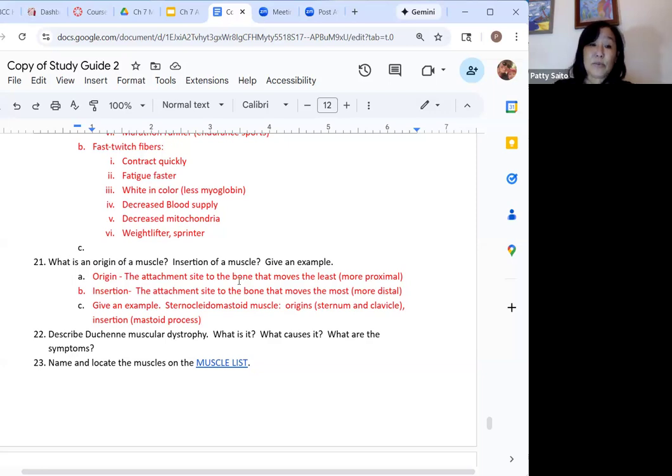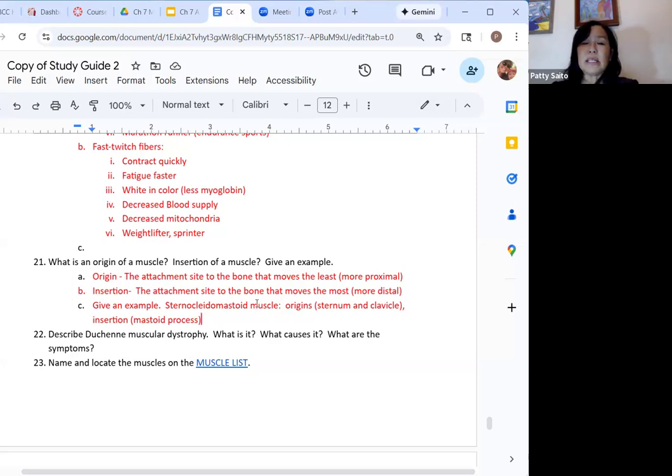Insertion is the other attachment site, and that's the part that moves. So it tends to be more distal or farther away from the body. So when you contract muscles, the anchor is called the origin, and the part that moves is the insertion. So here's an example. You're going to learn a muscle called the sternocleidomastoid muscle. This muscle is named for its origins and insertions, all the attachment sites.